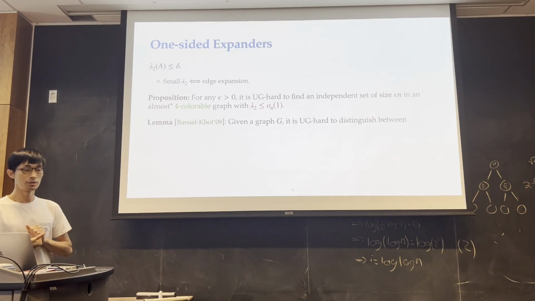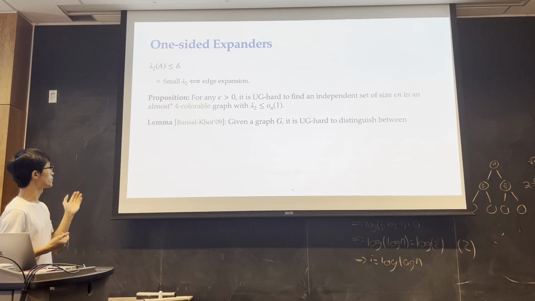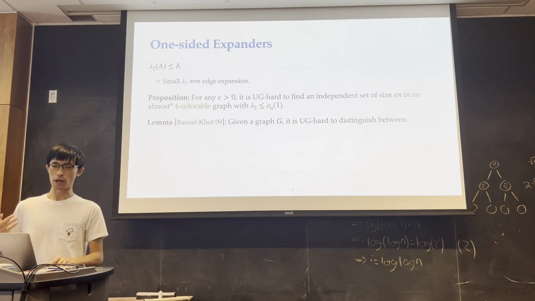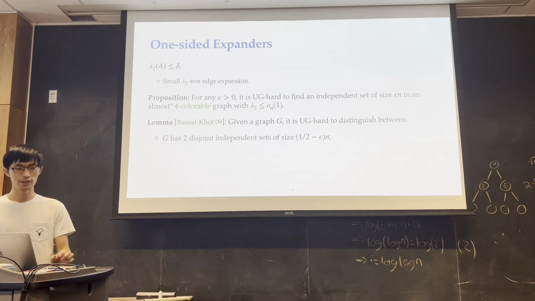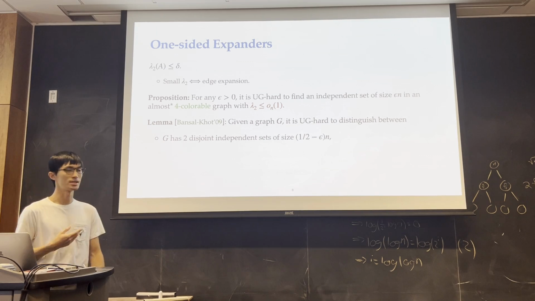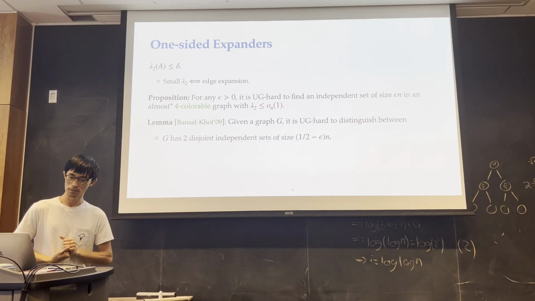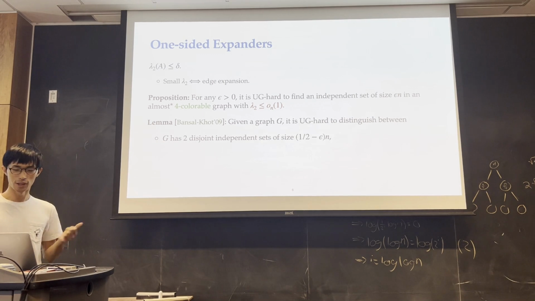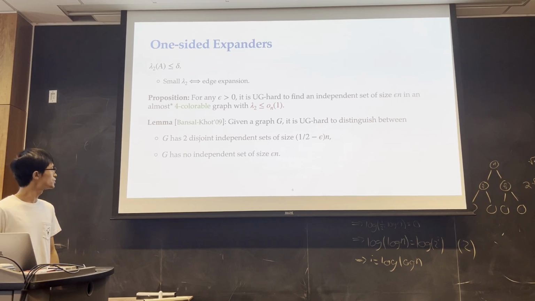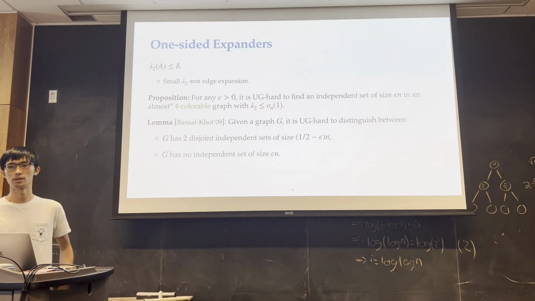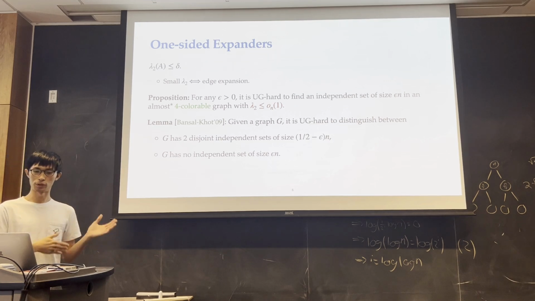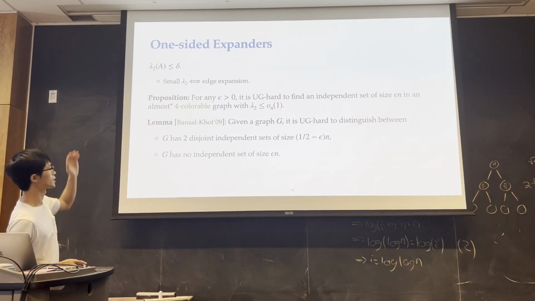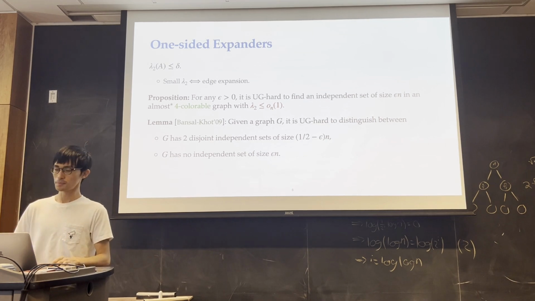The reduction starts from this lemma by Benson and Gold. Given a graph, it's usually hard to distinguish between the following 2 cases. The first case is when the graph has 2 disjoint independent sets of size half minus epsilon n. This is equivalent to saying that the graph is almost bipartite or almost 2-colorable. The second case is when G has no independent set of size epsilon n. Okay, so we want to start from this hardness, and then we want to reduce to a problem that gets the hardness result. What do we do?